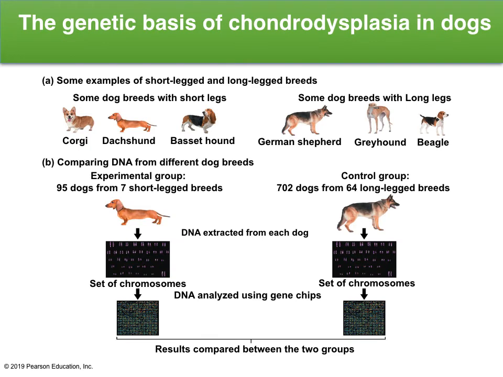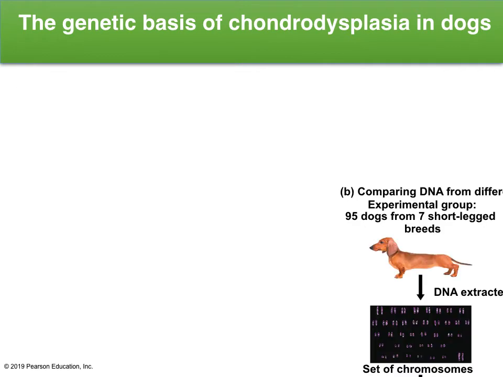Now, looking at dogs, we've got some with short legs: the Corgi, the Dachshund, the Basset Hound, and we've got some breeds with long legs, right? German Shepherd, Greyhound, Beagle. So they compared the DNA. They had 95 dogs from 7 short-legged breeds and 702 dogs from 64 long-legged breeds, extracted the DNA, examined the chromosomes, and compared. Is there a pattern you see in these that is different from the pattern you see in these?